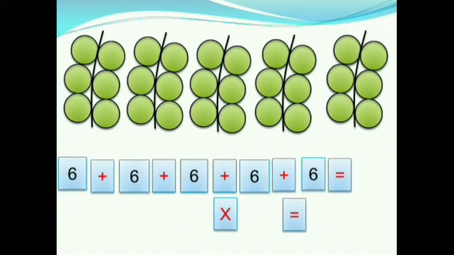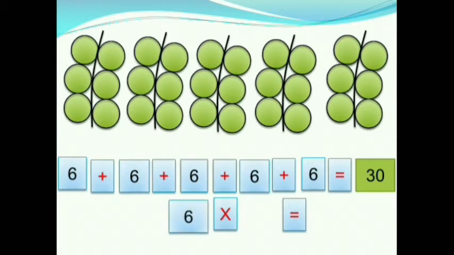What is 6 plus 6 plus 6 plus 6 plus 6? Yes, 6 plus 6 plus 6 plus 6 plus 6 is equal to 30. Now we will write the multiplication form. Here, which number is there? 6 is there. So we will write 6.